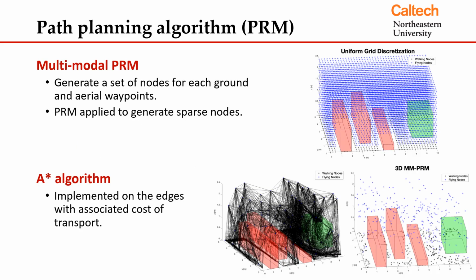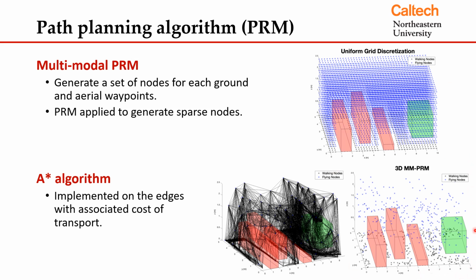Next, we'll move on to the path planning algorithm. We utilize the Probabilistic Road Map version implemented in our robot to allow multimodal locomotion. In the top graph here, for example, if you discretize the world into a uniform grid, it will have way more points than if you're using a PRM algorithm over here.